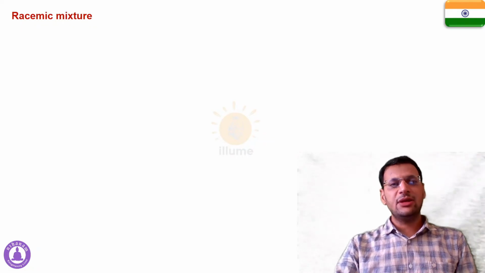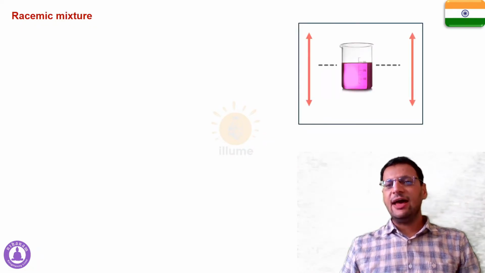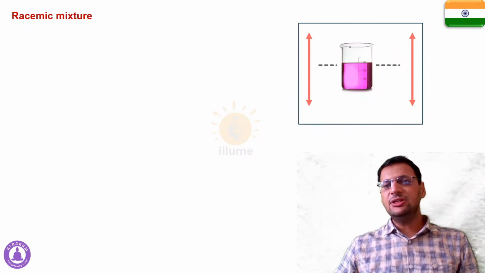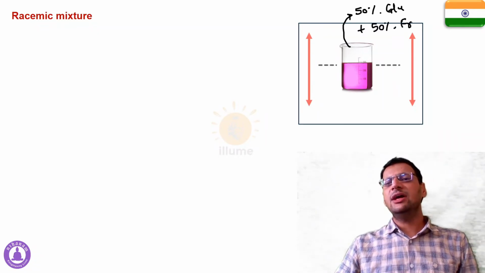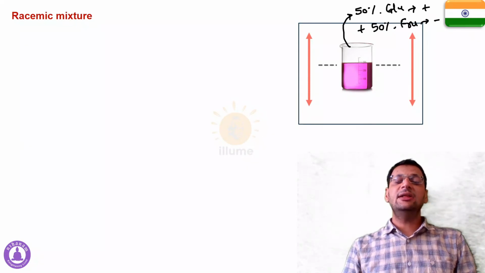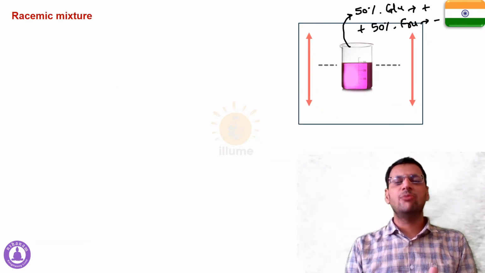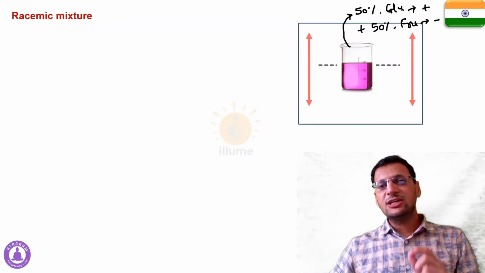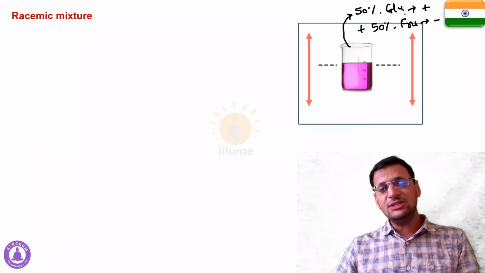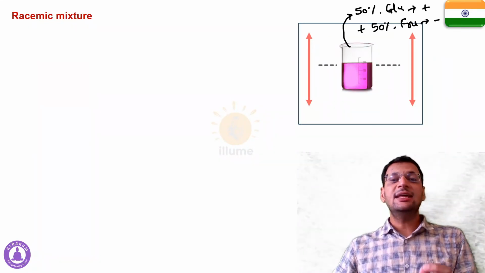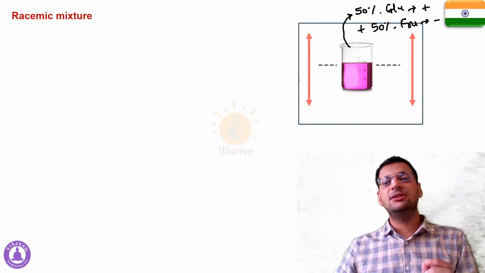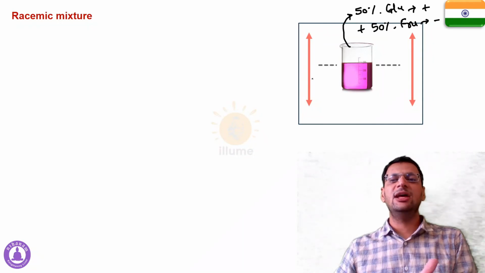Now, what is a racemic mixture? Let's see, in this case what I have done, I have taken a solution in the beaker, and this solution contains 50% glucose, for example, and 50% fructose. Now we all know that glucose is dextrorotatory and fructose is levorotatory, and in this case we have taken equal concentrations of both of them. So the dextrorotatory activity of glucose in this case is being cancelled by the levorotatory nature of the fructose. That's why in this mixture there would be no deviation in the angle of plane polarized light.